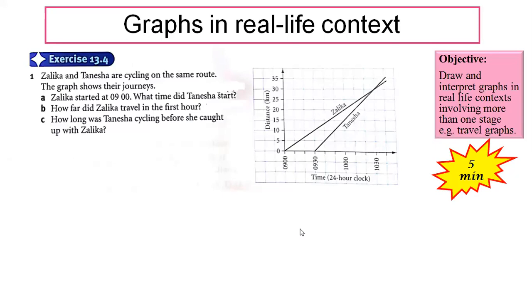Yes, Ali. How far did Zalika travel in the first hour? In the first hour, Zalika traveled 20 kilometers. Excellent, Ali. So look, she started at 9. That means after 1 hour, it's 10. So this is 1 hour. At 10, we go to Zalika's line, and then we go to the y-axis. We found it's 20 kilometers. Thank you, Ali. Part C. Tala.